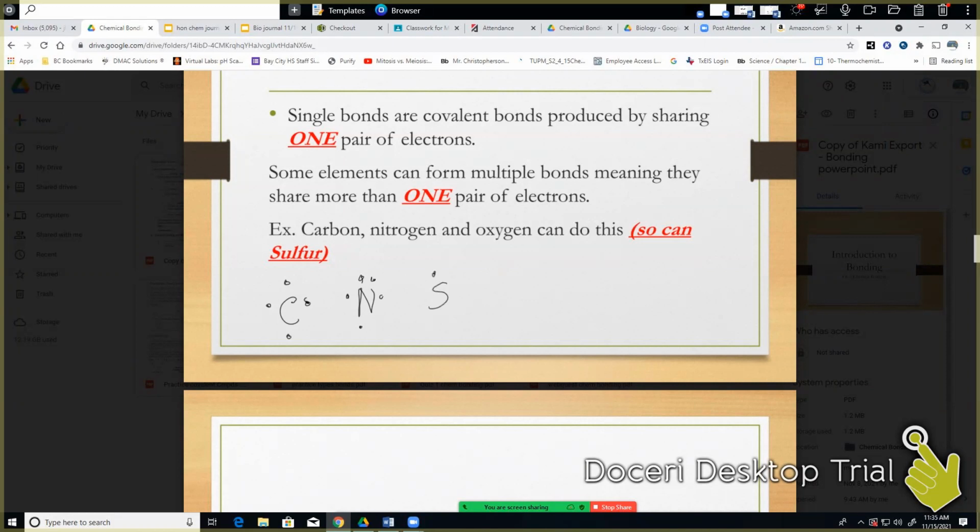Sulfur and oxygen both have 6, so 2 pairs and 2 singles. Besides a single bond, what kind of bond do you think oxygen and sulfur might form? Doubles, exactly, because both of them have those 2 singles that they're willing to share. So that's why those elements tend to form multiple bonds. They keep the lone pairs to themselves, and then they're willing to share the single electrons in the bond.